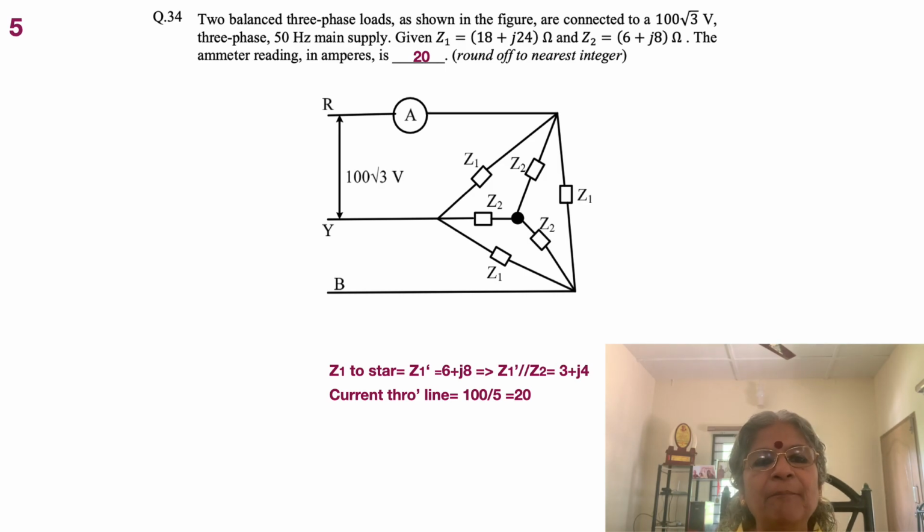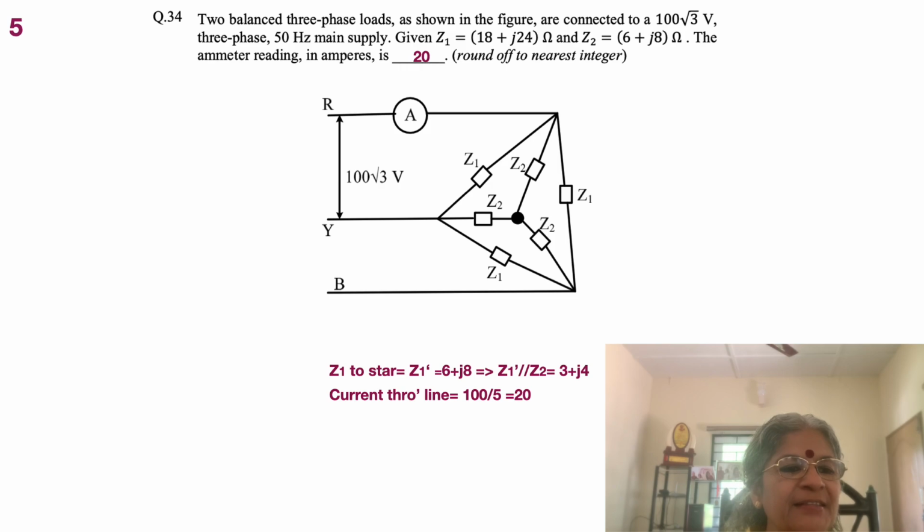The ammeter reading in amperes is what is required. So let's use one of the two options. In this case, I have converted Z1 to star, so it's 6 plus J8, and 6 plus J8 is now in parallel with each of these 6 plus J8 in star. So you have 3 plus J4, which has a total impedance of the square root of 3 square plus 4 square, so you have 5. Now 100 root 3 can be divided by root 3 to get the phase quantities. Each of these currents is measuring the phase current, and phase current will be given by 100 root 3 divided by root 3 and 5, which is equal to 20 amps. So that's the easy way of doing this particular problem.